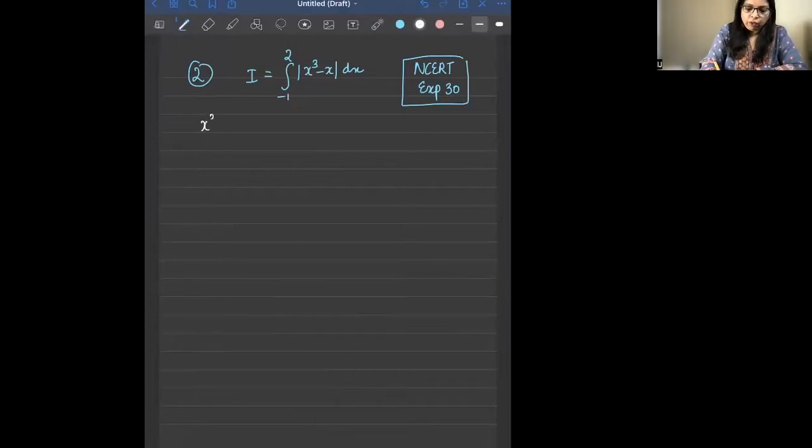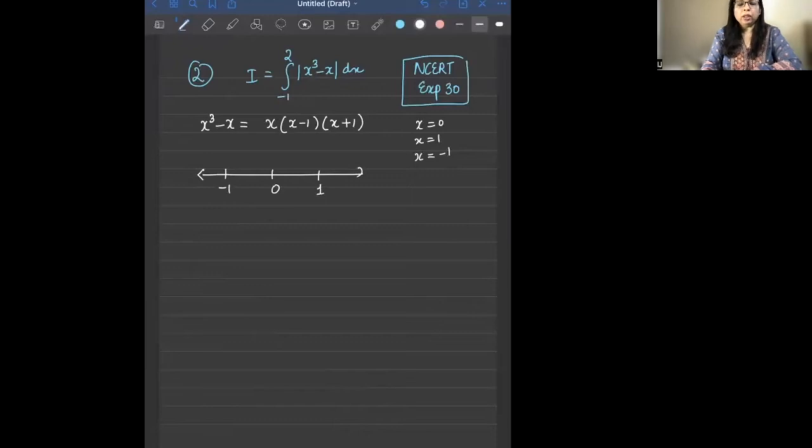So first we will factorize x cube minus x, which is x into x minus 1, x plus 1. On putting each term equal to 0, we get x equal to 0, x equal to 1 and x equal to minus 1. When we plot it on the number line in ascending order, let us check our limits of integral also. They are from minus 1 to 2. So we will put 1, 2 also because minus 1 is already there. So x into x minus 1, x plus 1.